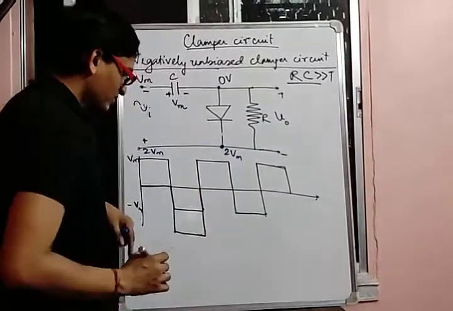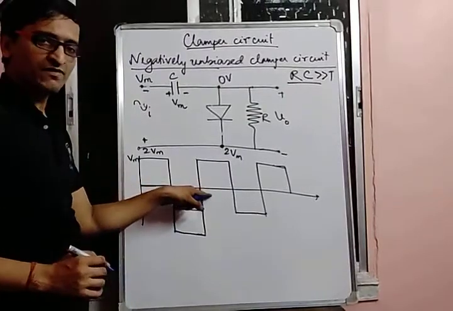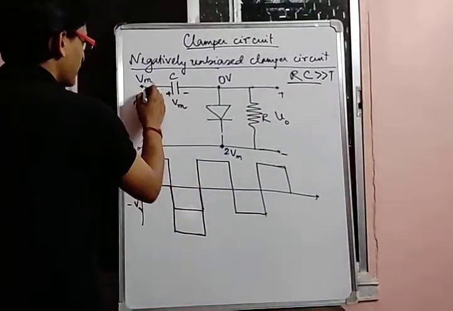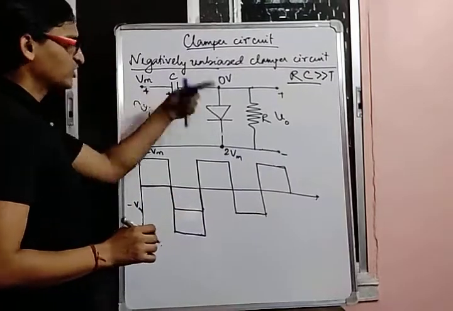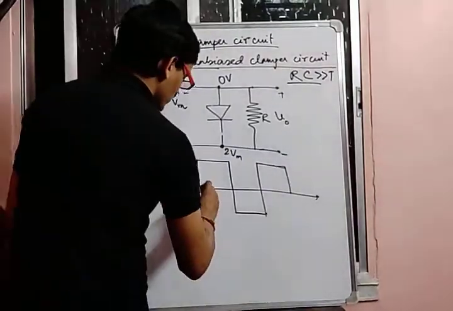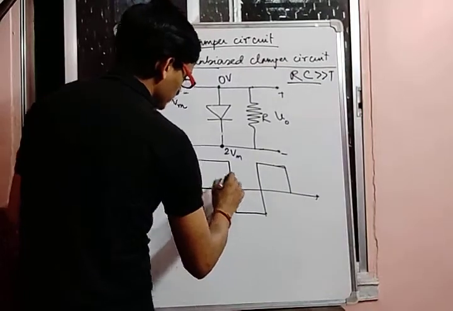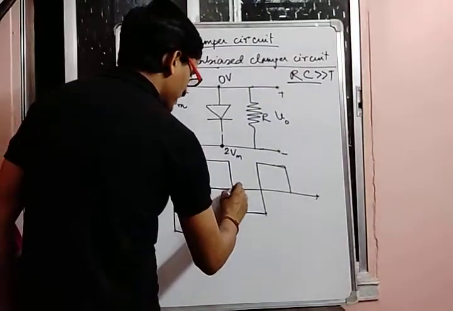like this. Now again during the positive half of the cycle, this is plus, this is minus. So these two voltages will cancel out each other, and the output voltage will simply be 0. And this way it will continue.